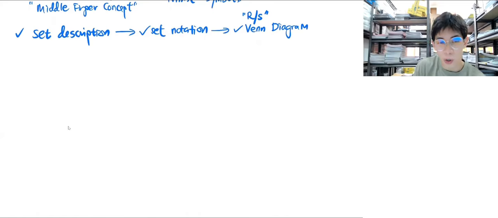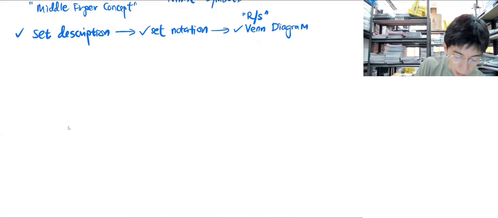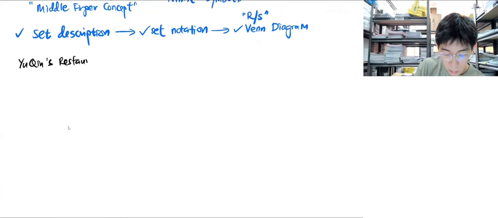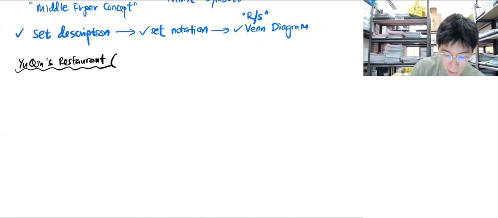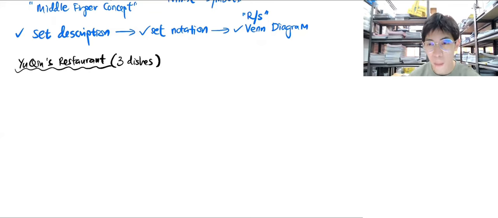I remember when I taught your sets, I talked about this thing called Yuqin's restaurant. So we're going to start with that. The example starts with Yuqin's restaurant. Yuqin restaurant offers how many dishes? Yuqin restaurant offers 3 dishes. So what are the 3 dishes? I will mention that, but the ingredients, y'all will tell me. So y'all write this ready.